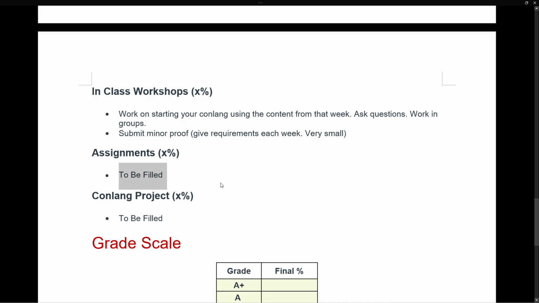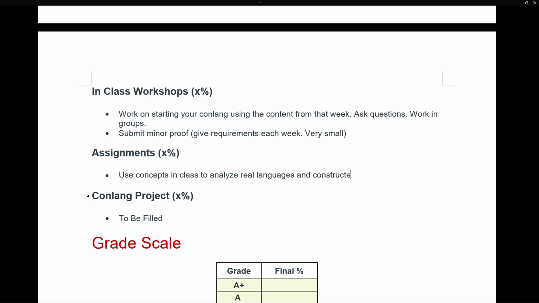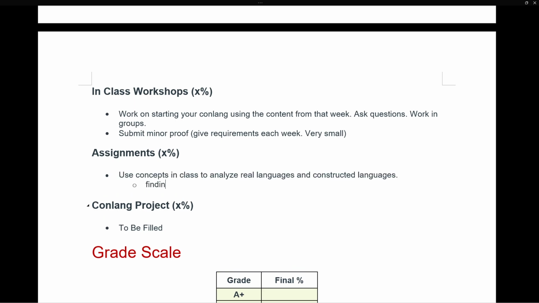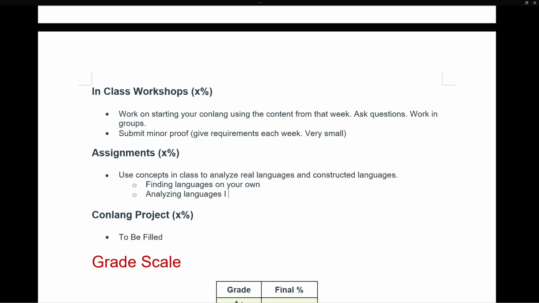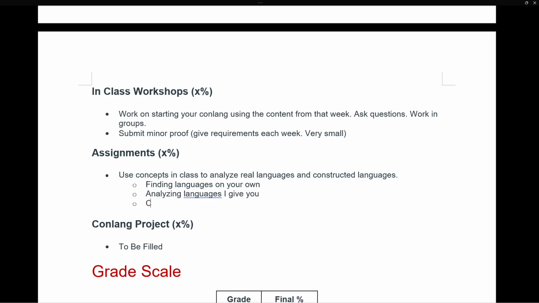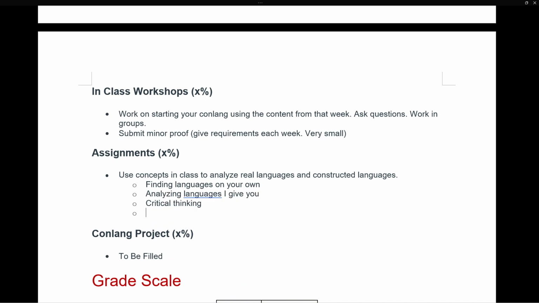For assignments, I have a goal with these, and this is to use concepts in class to analyze real languages and constructed languages. So this might be finding languages on your own. This might be analyzing languages I give you. This might be something to do with critical thinking, or maybe it's thinking about linguistic universals. So does a language follow it or not?